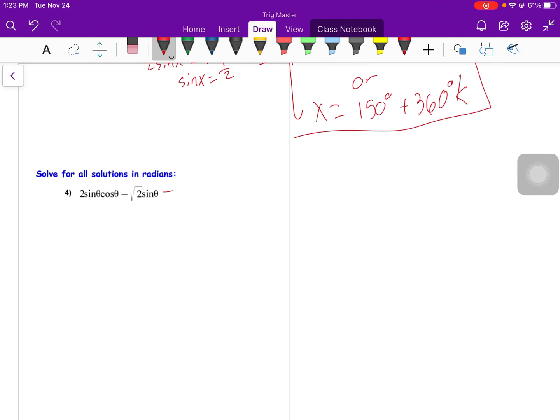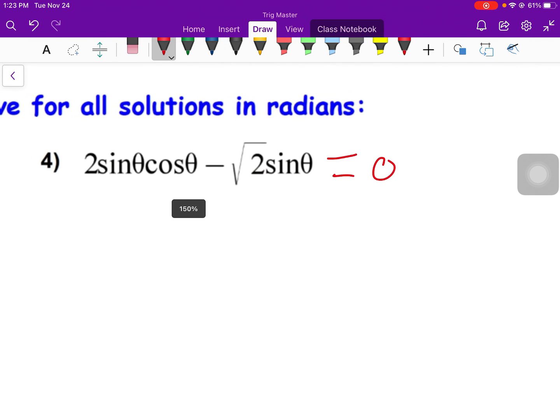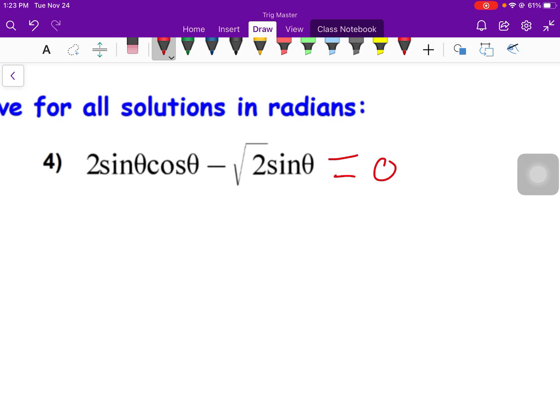Number 4 here, there's a small typo. It should say equal to 0, but it doesn't, so make sure you make that change before you try to solve it. Otherwise, you're kind of in for a world of hurt. I'm going to start this problem by factoring out a sine. Factor out sine of theta, not just sine by itself. This first term becomes 2 cosine of theta minus the second term is just square root of 2 equals 0.